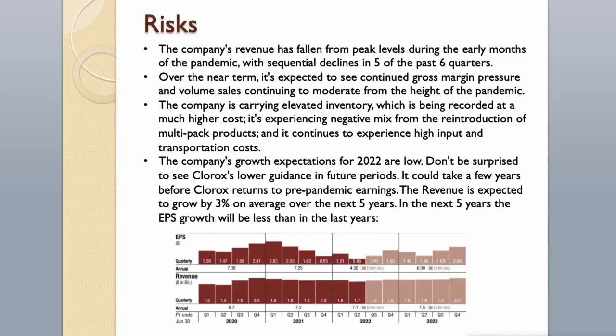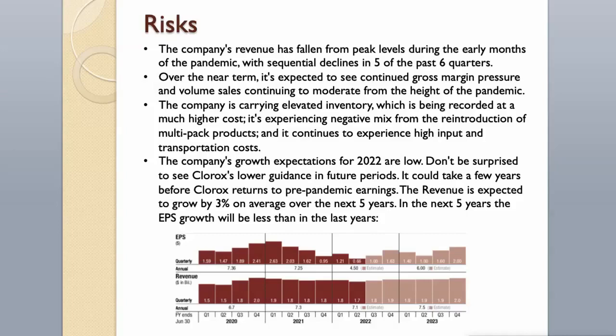Risks. The company's revenue has fallen from peak levels during the early months of the pandemic, with sequential declines in 5 of the past 6 quarters. Over the near term, it's expected to see continued gross margin pressure and volume sales continuing to moderate from the height of the pandemic. The company is carrying elevated inventory, which is being recorded at a much higher cost. It's experiencing negative mix from the reintroduction of multi-pack products, and it continues to experience high input and transportation costs.